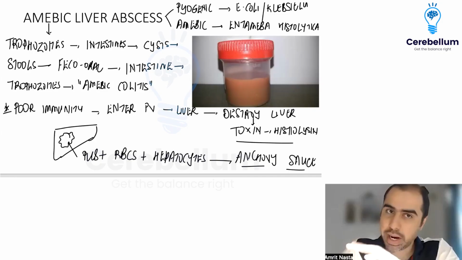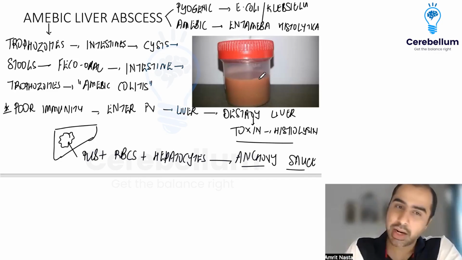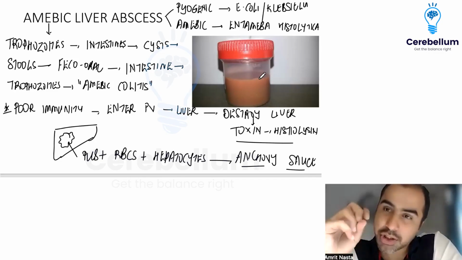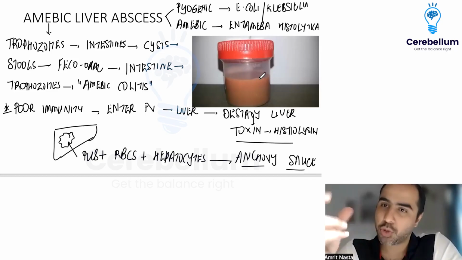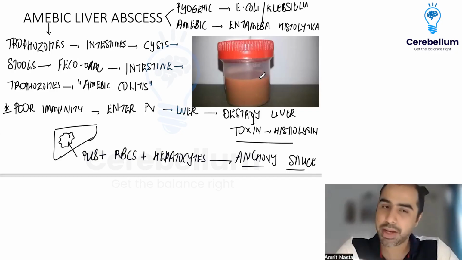Okay, so why is it anchovy sauce pus of this particular orangish brown color? It's because the toxin has destroyed the liver. So it is a mixture of hepatocytes, WBCs, RBCs all together. That's why anchovy sauce, right? So it's dead liver tissue mixed with the pus.